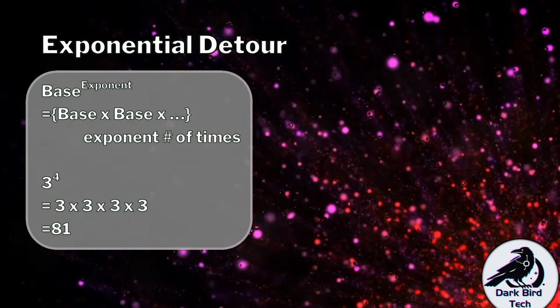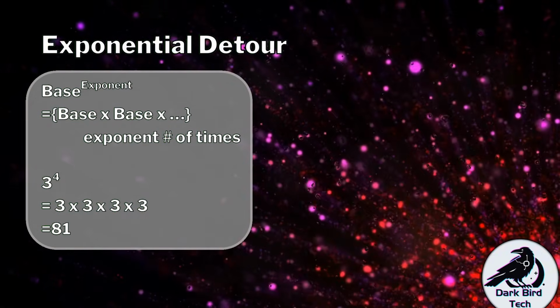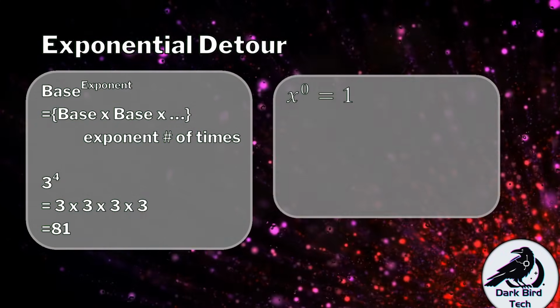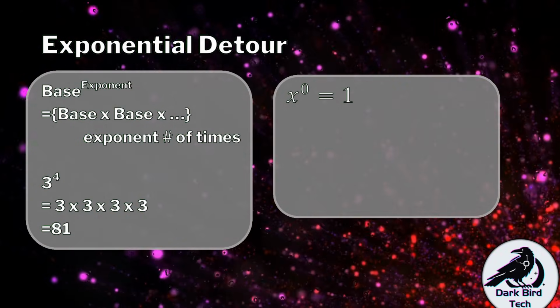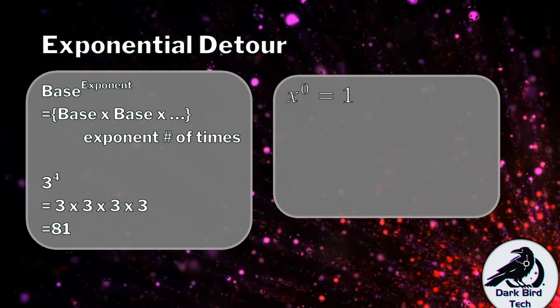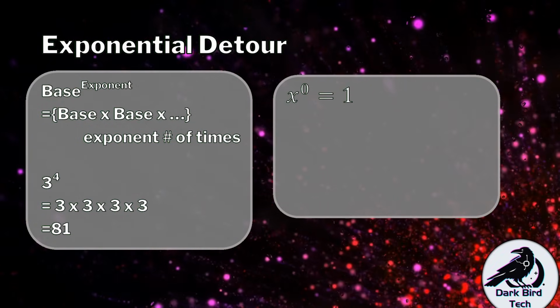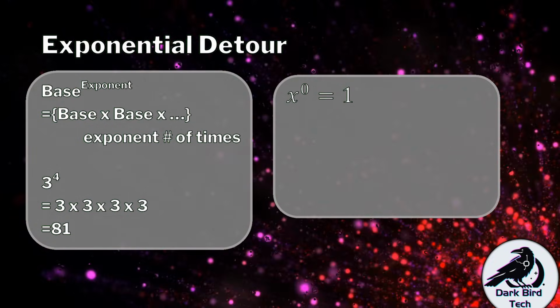Now the good news is, there are some little quick rules we can apply here. Like for example, if we have anything to the power of 0, it is always equal to 1. End of story, no matter what x is. x could be 7, x could be 32,768.